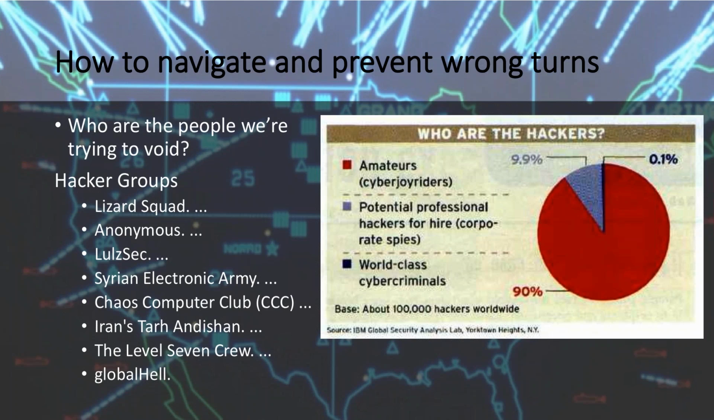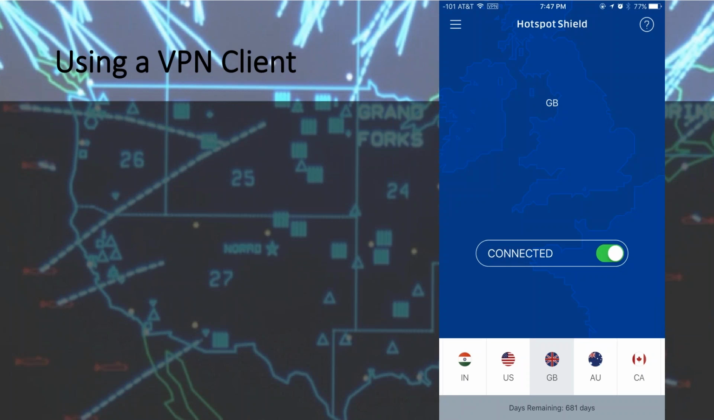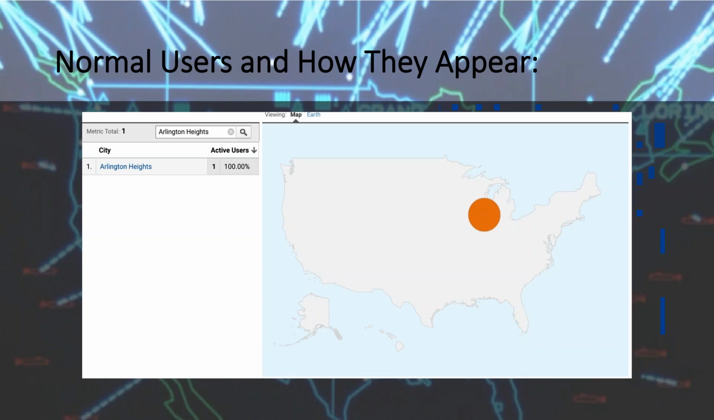Well, there we go. So I took some screenshots of how a VPN client works. On a mobile app, it's really simple. Or on your desktop, there's a toggle that you flip on or off, and when you flip it on, you choose which country you want to connect to, and you have your VPN connection. Very, very simple.